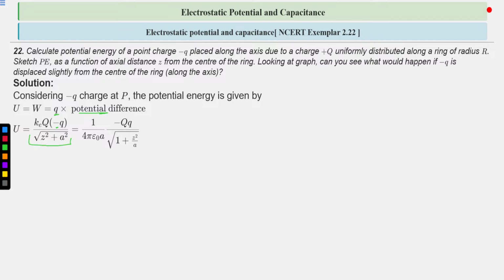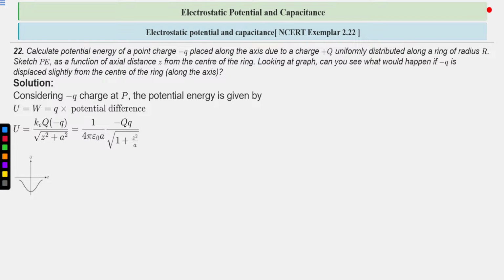You should not emphasize this if you are not understanding it. You should emphasize that: K e Q minus Q upon root Z square plus A square. Okay, so this is U, this is Z. So how did this graph come?